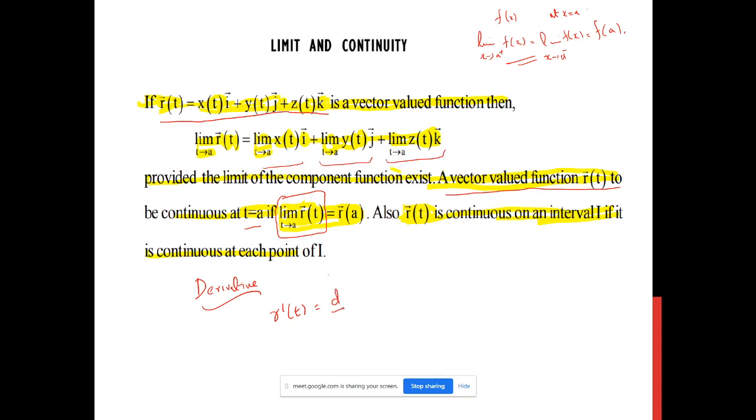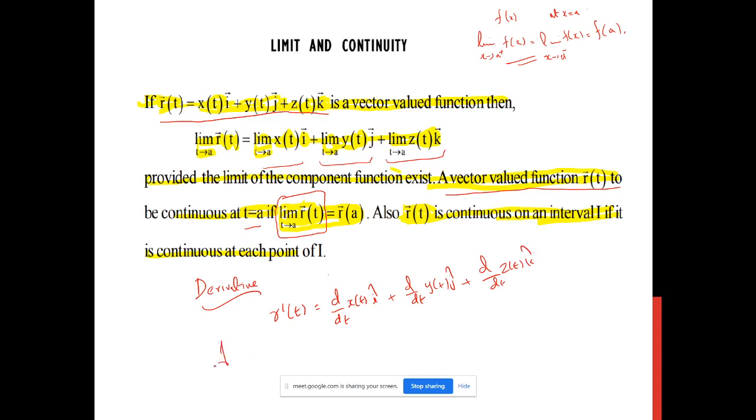Okay. So that is d by dt of x of t i plus d by dt of y of t j plus d by dt of z of t k. So we will take component wise derivative.